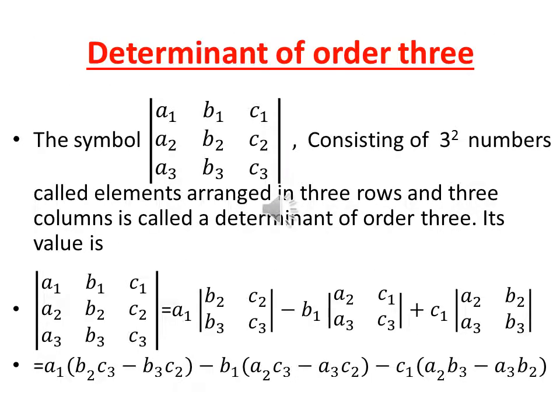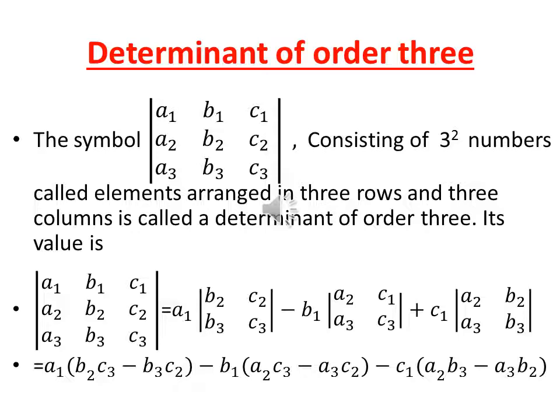We finish determinant of order 2 and know now how to get the value of the determinant. Now determinant of order 3. What's order 3? Meaning 3 rows, 3 columns. 3 rows times 3 columns. We have 9 elements.